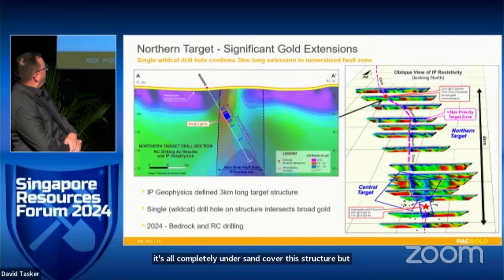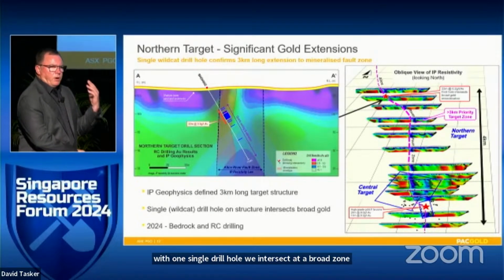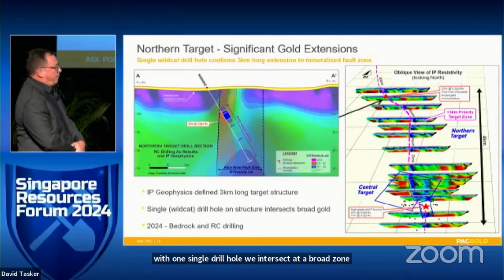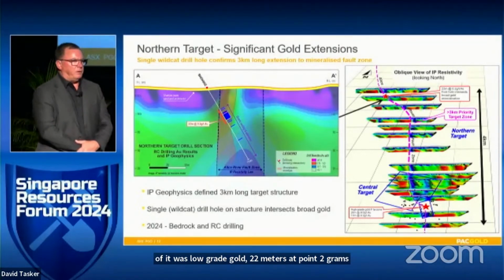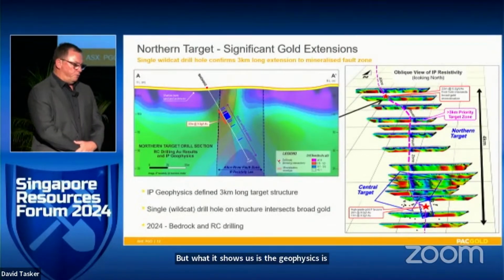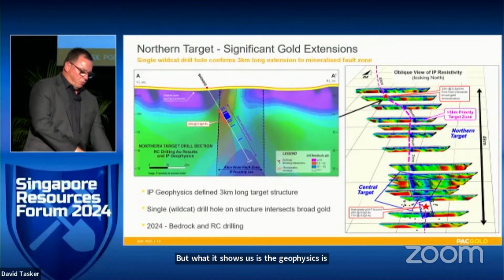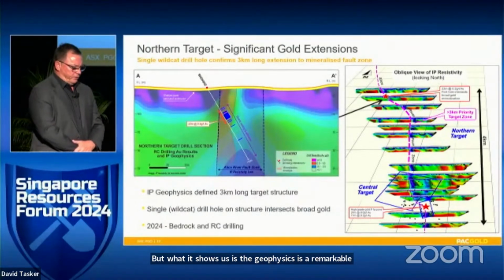but with one single drill hole, we intersected a broad zone of, it was low-grade gold, 22 metres at 0.2 grams gold. But what it shows us is the geophysics is a remarkable targeting tool for us, and this then supports us drilling deeper as we progress down into the system.